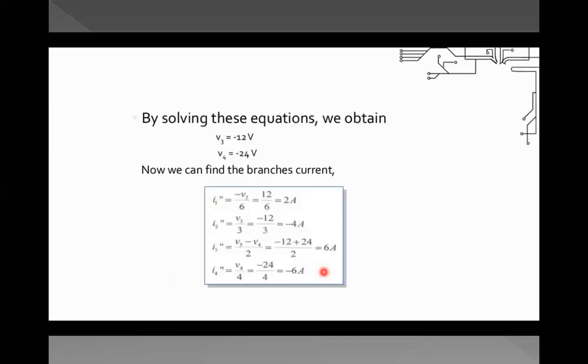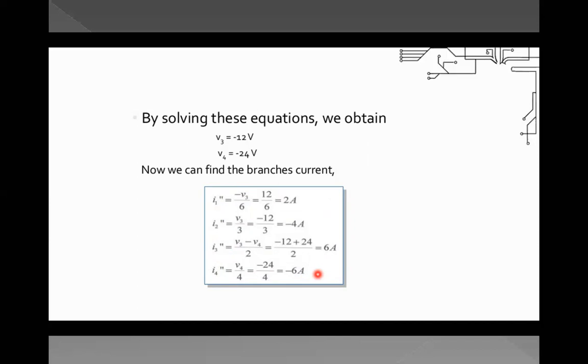V3 and V4, you'll get it as I1 double dash, as I have explained with the circuit diagram. So I1 double dash is equal to 2 amps, I2 double dash is equal to minus 4 amps, I3 double dash is equal to 6 amps, I4 double dash is equal to minus 6 amps. Now we need to find out the actual current.